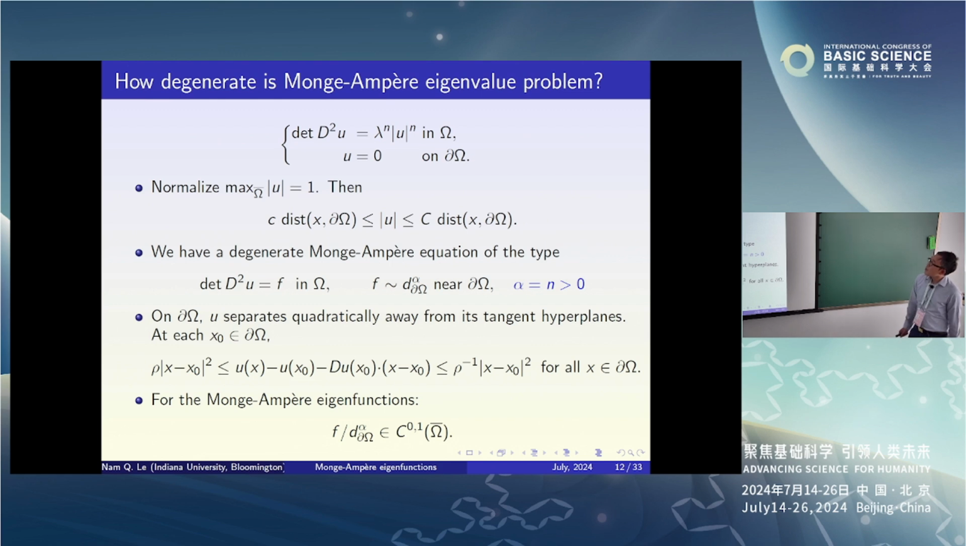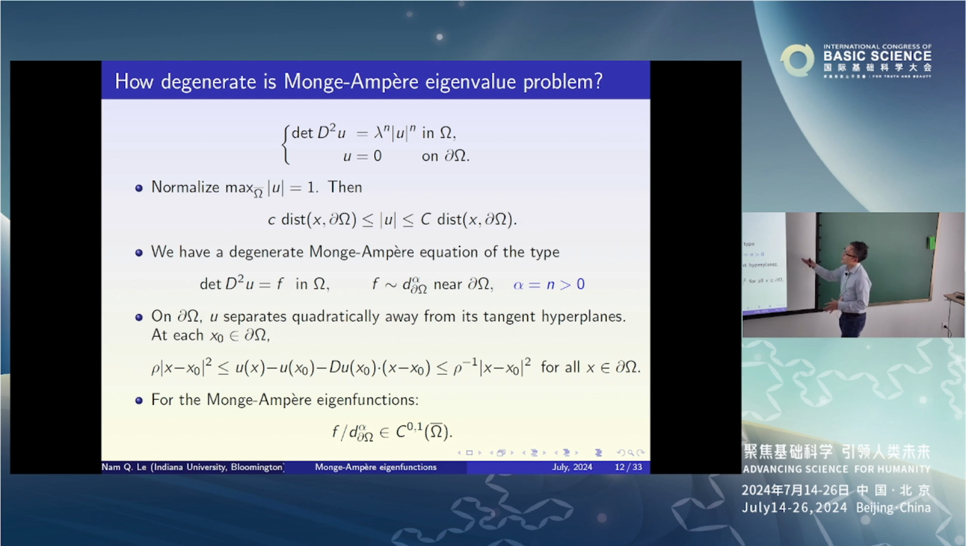Okay, so now coming back to our Monge-Ampere eigenvalue problem, we would like to understand how degenerate our solution is. In this equation you can always normalize the solution U to have norm 1, because it's scaled the same way on both sides. And then by a very simple argument using comparison and convexity, we can show that the solution U is comparable to the distance to the boundary.